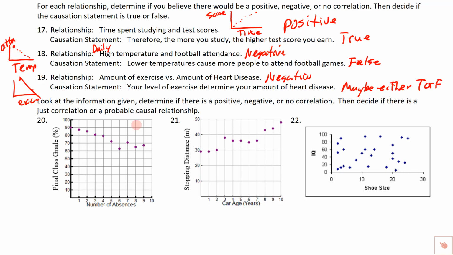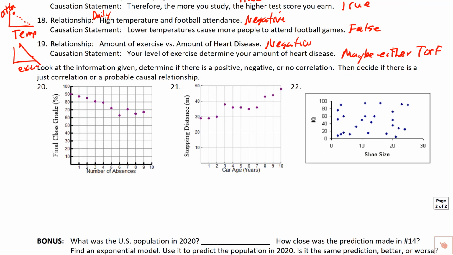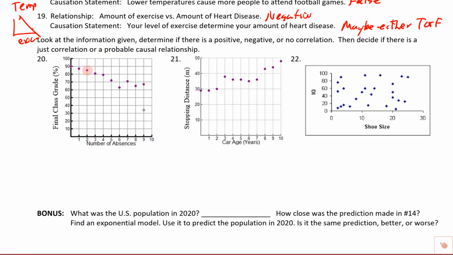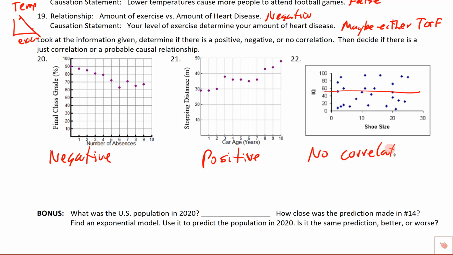Now, on the last couple, all we want to do here is look at the information given and then determine if there is a positive, negative, or no correlation, and then decide if it's just correlation or probable causation, if there's a causal relationship on this one. So this one right here, you don't even have to look at the labels. This one's going down from left to right, so this one's going to be negative. This one's going up from left to right, so this one's going to be positive. And this one's just kind of a blob all over the place. If we were to draw a line, it would basically be flat, so we would say no correlation. And remember what that means is the slope of the line that would go through there would be roughly 0.